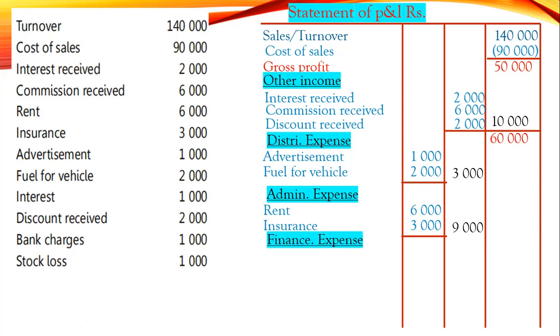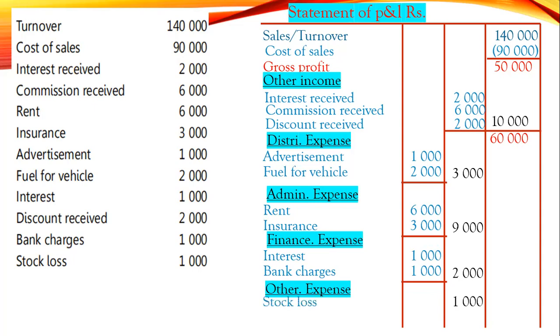Next one, finance expense. You have interest 1,000. You have bank charges 1,000. 2 finance expenses, that's all. We can add the total, 1,000 plus 1,000, 2,000. Then you have other expense. What is the other expense you have? Stock loss 1,000.